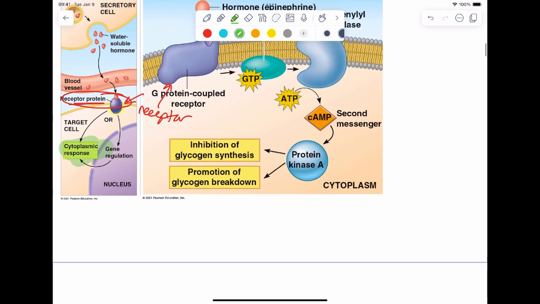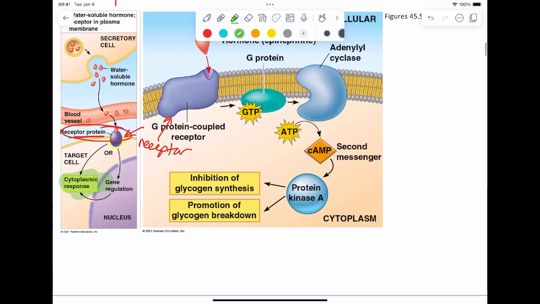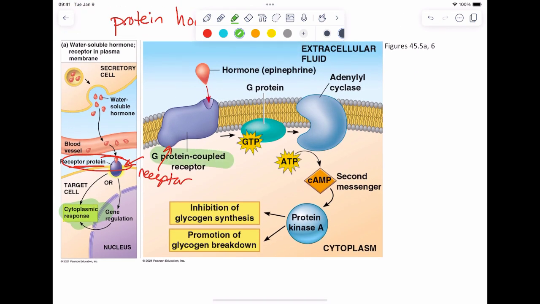So here on the left, it's not really telling us how. Here on the right, it's telling us about this weird thing called a GPCR, a G protein coupled receptor, and this thing called a G protein and adenylyl cyclase and a cyclic AMP and stuff. This would be the cell changing its behavior and saying, let's not make more glycogen, but let's instead break it down. So let's try and make more energy.